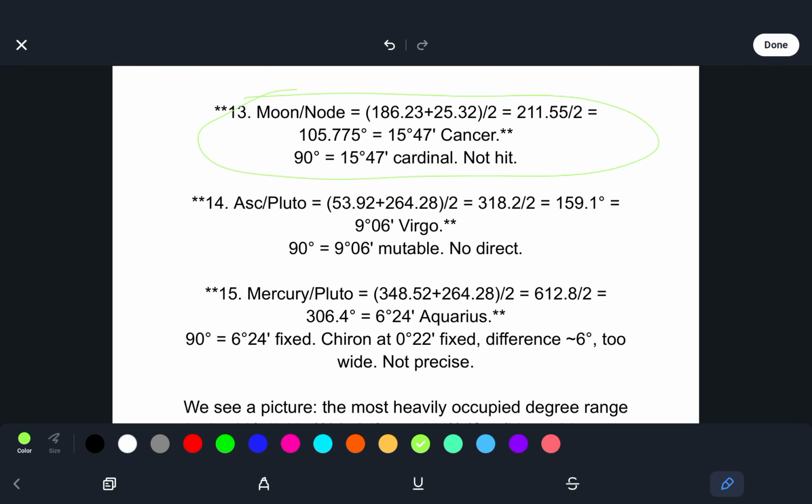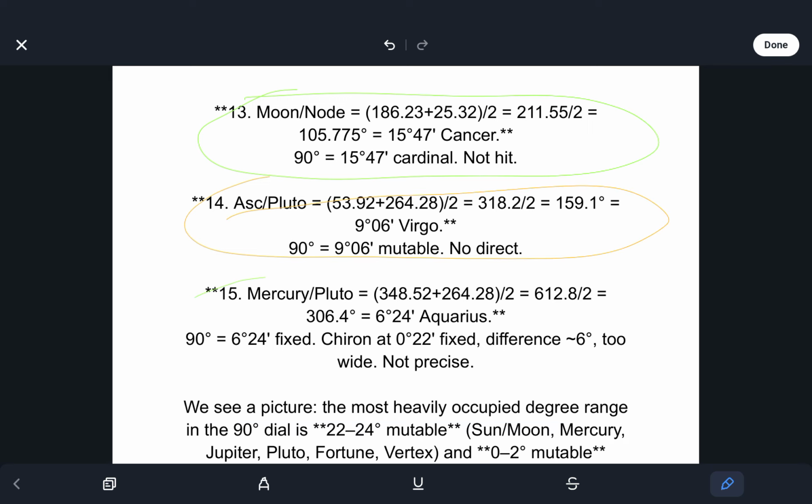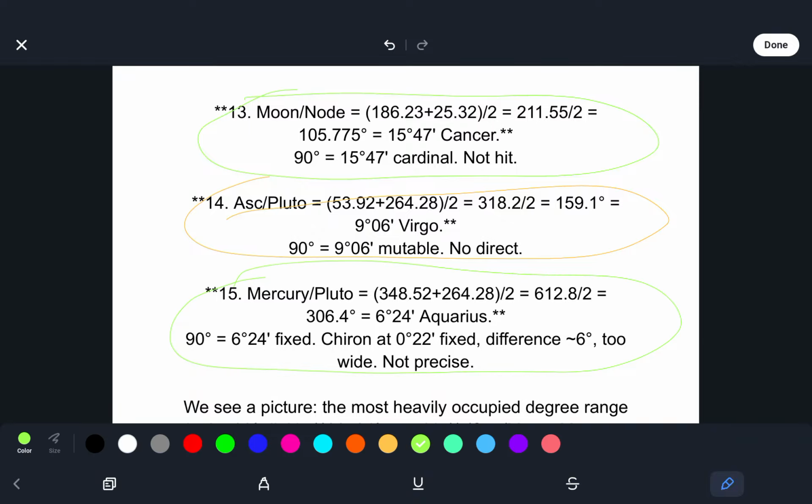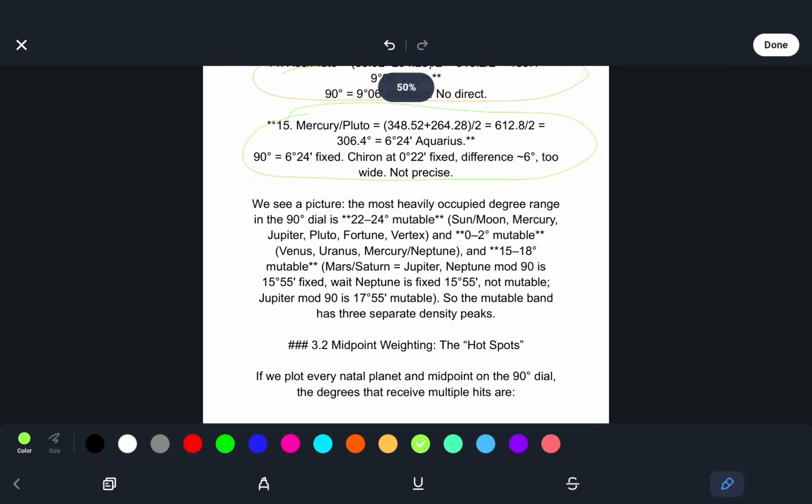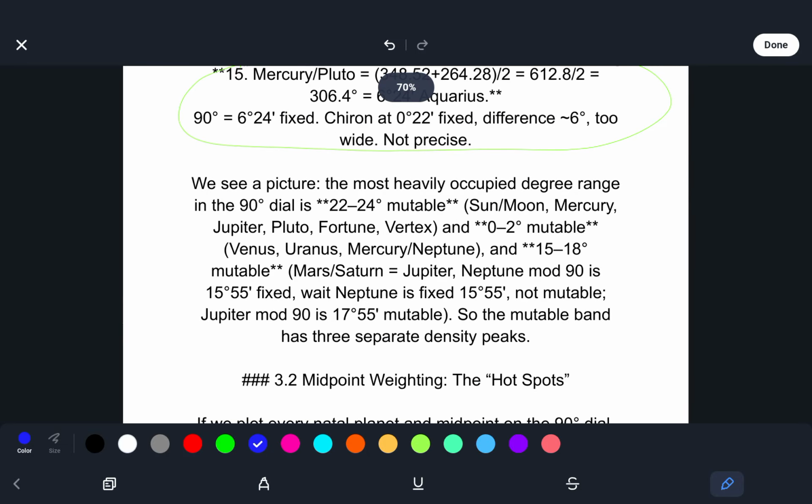Moon node not hit, cardinal. Ascendant Pluto, mutable, no direct. Mercury, Pluto, 6 degrees 24 Aquarius. Chiron at 0 degrees 22 fixed. Difference is 6 degrees, too wide, and it's not precise. So, we see a picture.